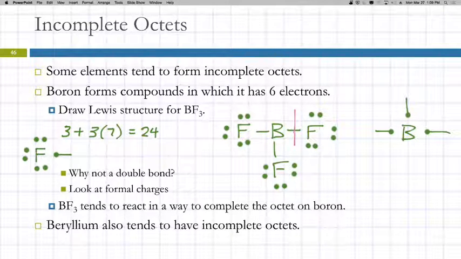Beryllium is another one. Beryllium's 1 proton smaller than boron. Beryllium also tends to have incomplete octets. So when you're drawing Lewis structures involving some of these smaller ones, boron and beryllium, draw the Lewis structure and then look at the formal charges. And if you can get 0 formal charges by giving incomplete octets to the smaller atoms, it's okay to do that. Any questions?